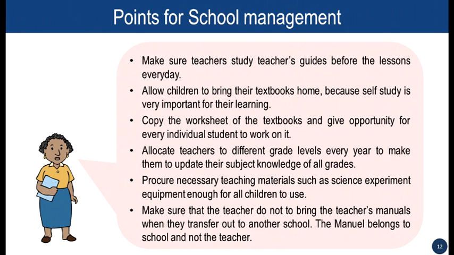Number 4. Allocate teachers to different grade levels every year to make them update their subject knowledge of all grades. Second last point, procure necessary teaching materials such as science equipment, enough for all children to use. And the last point, make sure that teachers do not bring the teacher's manual when they transfer out to another school. The manual belongs to the school and not the teacher.